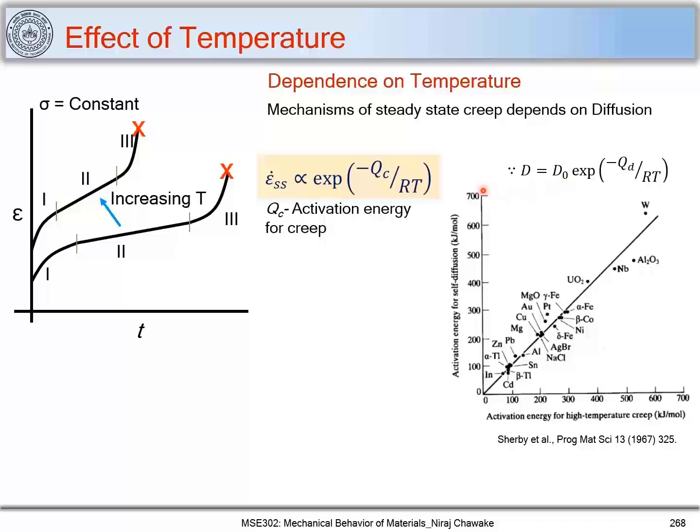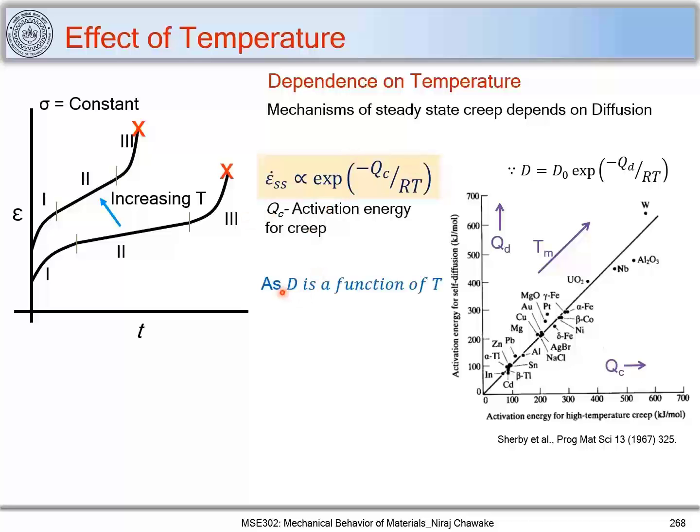And this is valid because here is a plot which shows the activation energy for self-diffusion, that is QD, and here the activation energy for high temperature creep, that is QC. And here the elements are arranged with their increasing melting point. So you can see that tungsten has a very high melting point, and you can spot some other elements such as alpha iron, aluminum, lead, etc. You can see that this plot is of QD and QC versus increasing melting point, and QD is proportional to QC. And that is why we can write this relation. This relation remains valid when we consider the temperature effect.